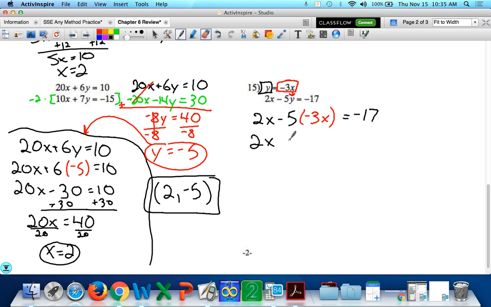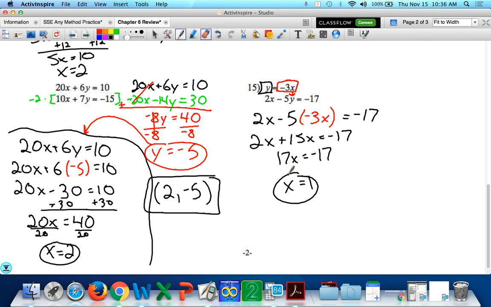Now I have 2x minus a negative 5 times a negative 3 is a positive 15x equals negative 17. Combine like terms, 17x equals negative 17. And when I divide by 17 on both sides, I get that x equals negative 1. Okay, so it wasn't too tough of a problem.